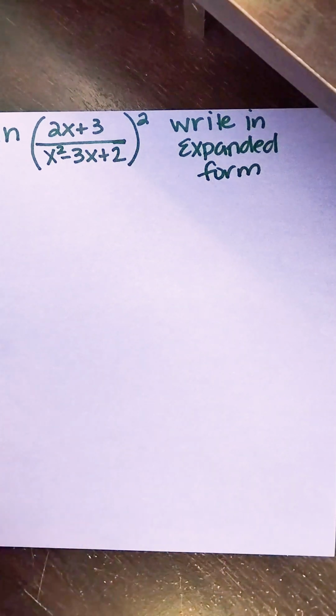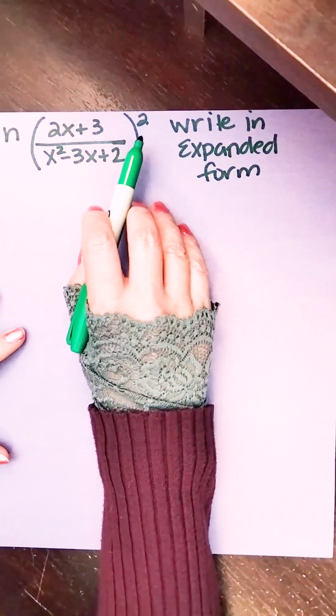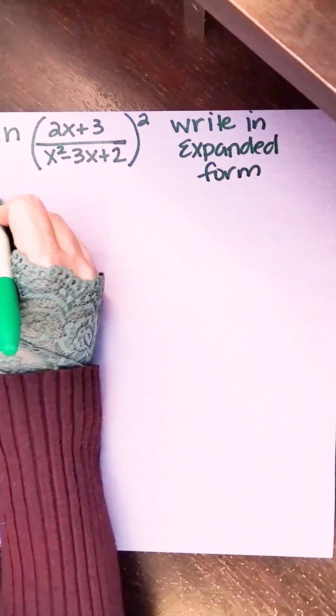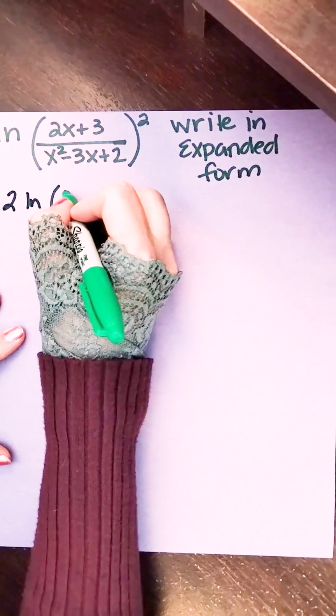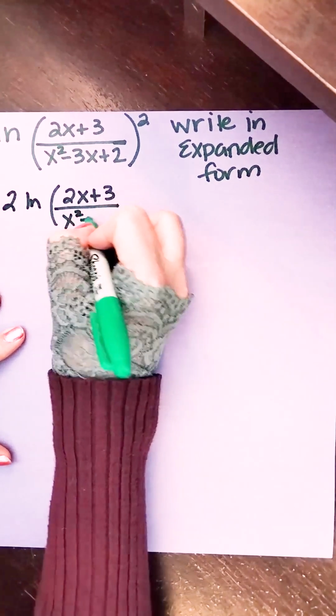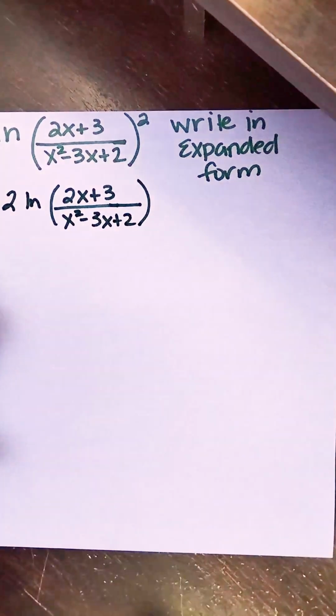So what I want to first do is use the power property of logarithms. That's the first thing I notice, is this 2 right here. And so what I know is I can write powers in front of the logarithm. So it becomes the product of the power and the logarithm. So then I get this.